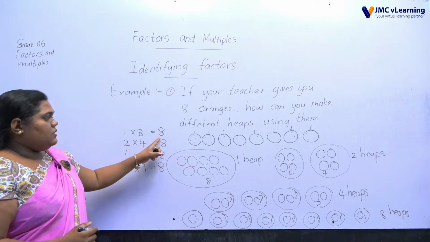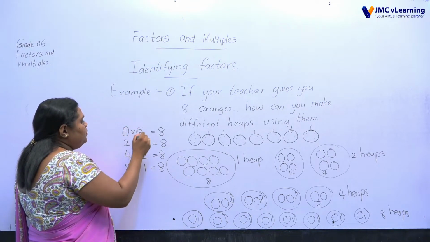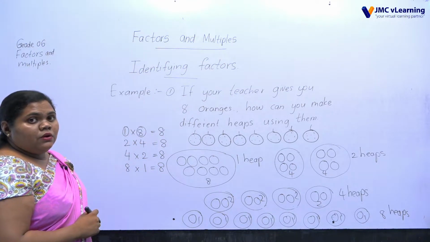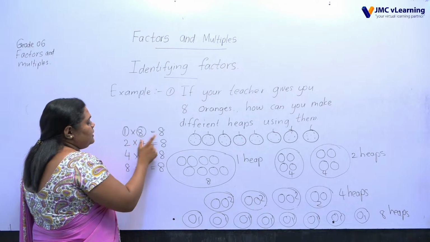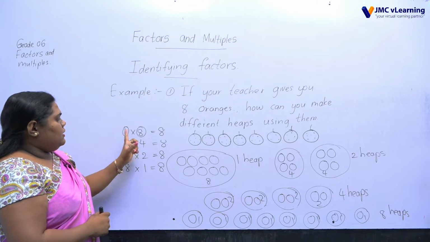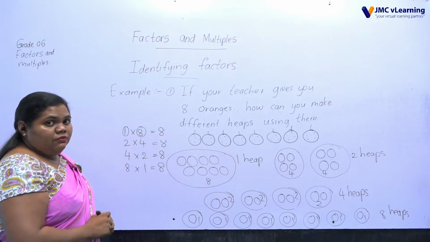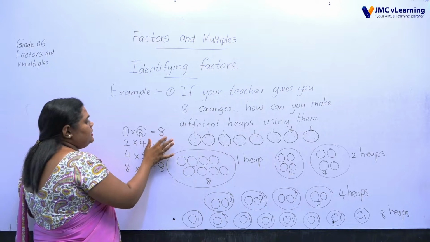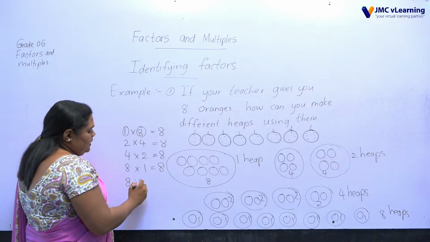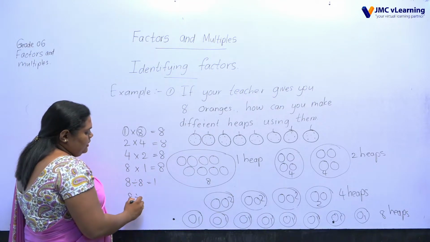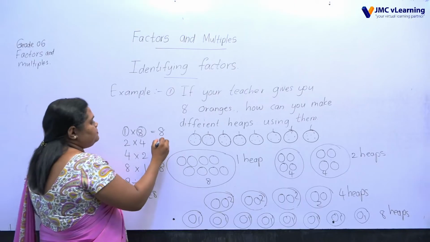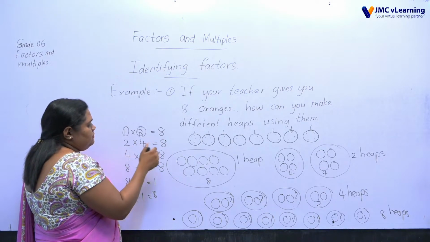Now this 8 we can write as a product of 2 numbers. These 2 numbers we know as the factors of 8. It means very easily we can divide this number by these 2 numbers. We can divide 8 by 8, the answer is 1, and we can divide 8 by 1, the answer is 8.